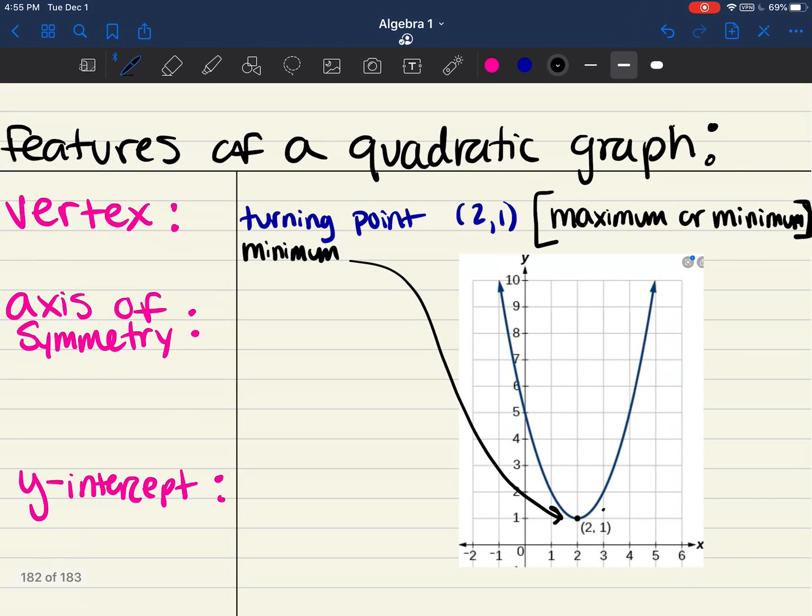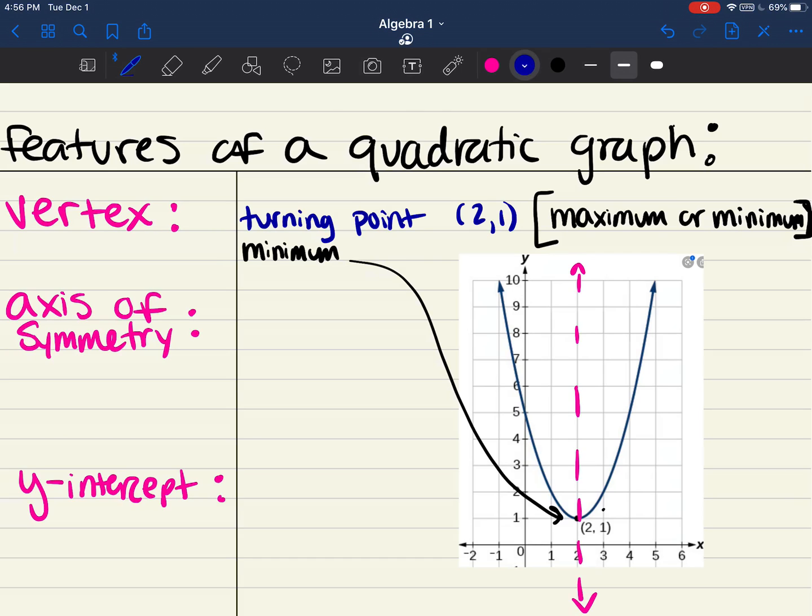All right, and then the axis of symmetry. So when you're looking at this graph here, does it look symmetrical? Yeah, if we imagine folding the paper right there, this part of the graph and this part of the graph would fold directly on top of each other, so it's symmetrical. So we imagine our axis of symmetry right here, and it will always go through your vertex because that vertex is that turning point.